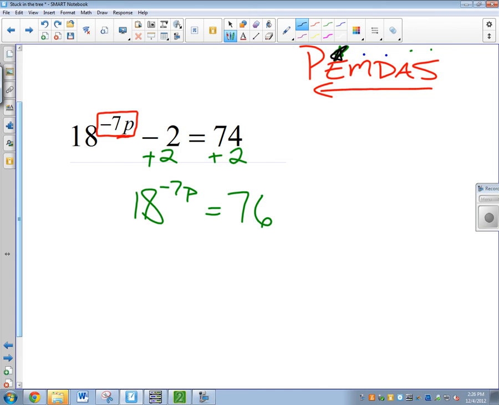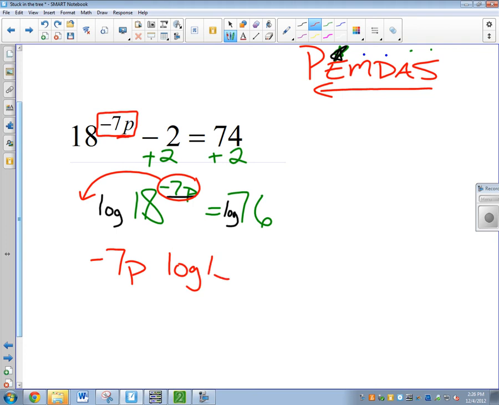So my variable, my p, is stuck up high. It is stuck up in a tree. We talked about this in class. To get a variable out of the exponent, we are going to take the log of both sides. So I'm going to take the log of 18, and I'm going to take the log of 76. When I take the log, that negative 7p, that exponent, can be written down in front. So I get negative 7p log of 18 is equal to the log of 76.